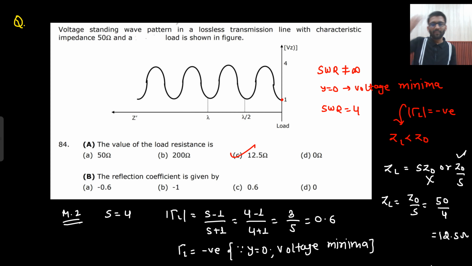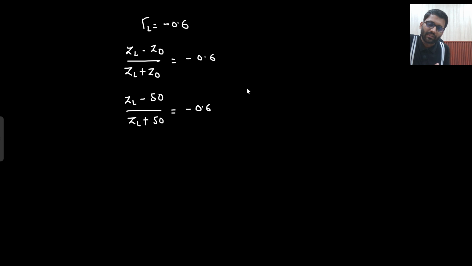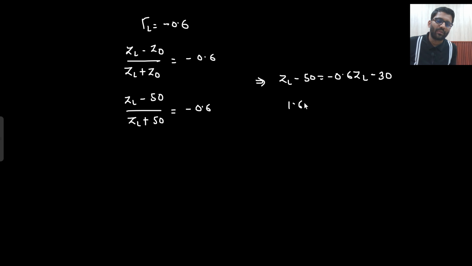Now from here you can apply the formula ZL minus Z0 upon ZL plus Z0, that is equal to minus 0.6. Now Z0 value is given as 50. So from here also you can get the value of ZL. ZL minus 50 upon ZL plus 50 is equal to minus 0.6. So if you solve it, ZL minus 50 is equal to minus 0.6 ZL minus 30. So 1.6 ZL is equal to 20, ZL is equal to 20 by 1.6.